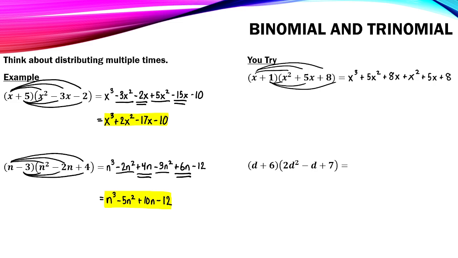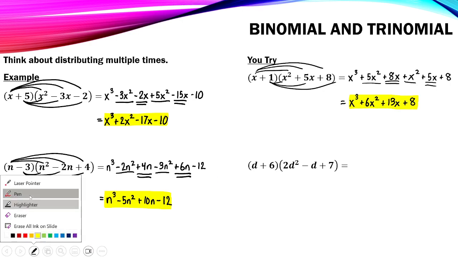And then the stuff I could combine here are going to be my 5x squareds and the x squared, and then the 8x with the 5x, right? So when I combine those, this will give me x to the power of 3 plus 6x squared. And then the 8x plus 5x gives me 13x. And then we could bring the plus 8 down at the end. So this is what we should end up with for our first one.